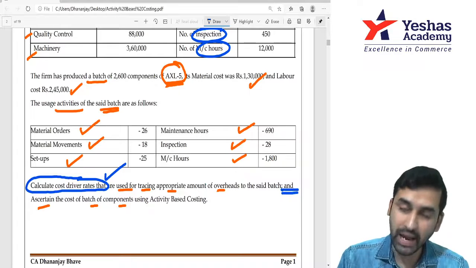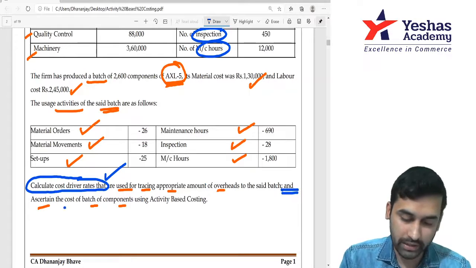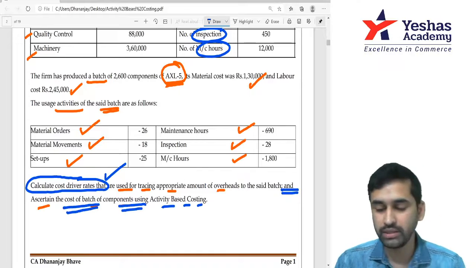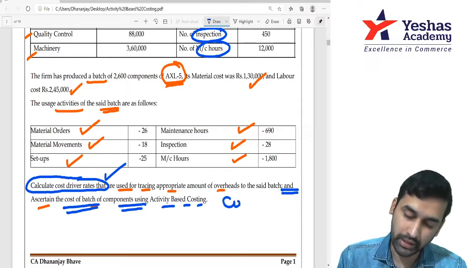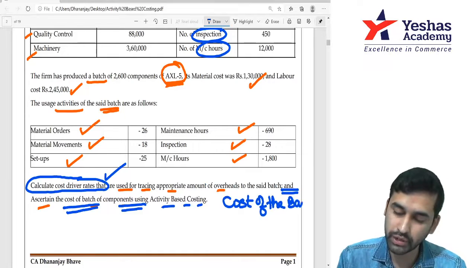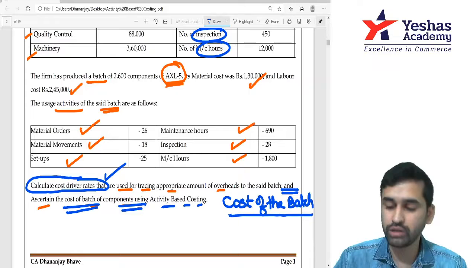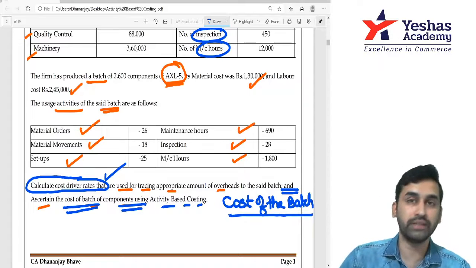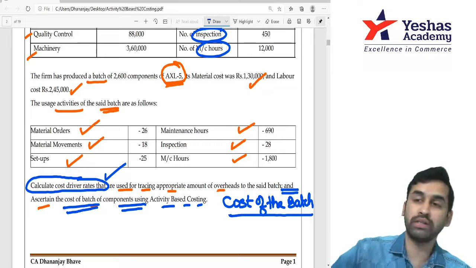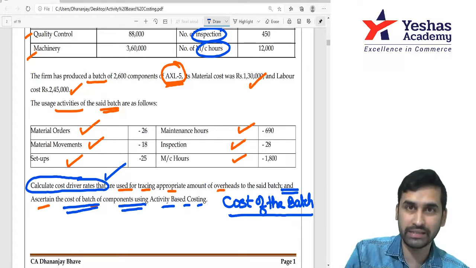Next they said, and also calculate the cost of batch of components using ABC. They want you to calculate cost of the batch. Now what do you mean by cost of the batch? Everything that is incurred for that particular batch. Sir, we will start from material procurement, handling, setup, etc.